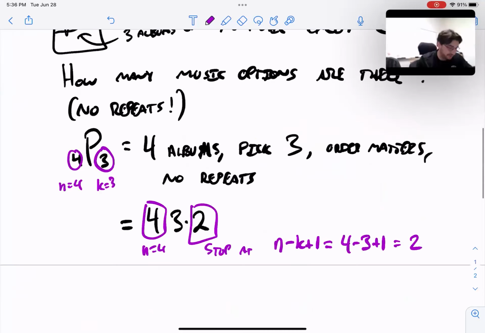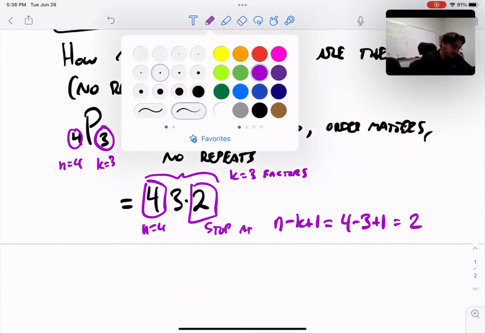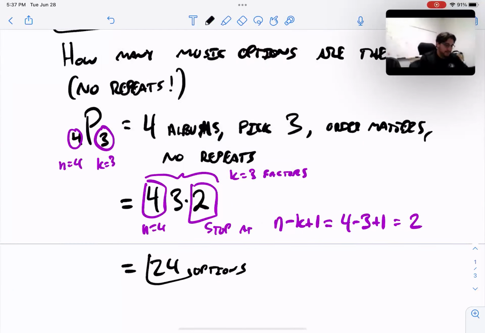You could also think of it as a process where I multiply by 1 less each time, but here I had k equals 3 factors. So there are lots of ways of looking at the same formula. Now here, what do I end up with? I end up with 24. This is 24 options, 24 ways I can DJ for myself in this case.